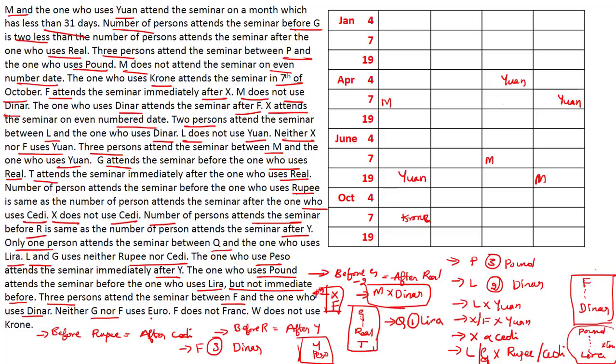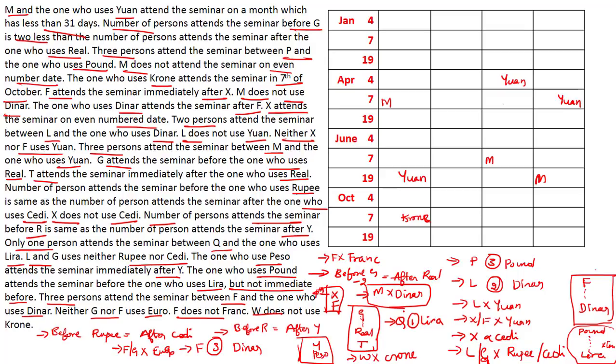The next one is neither G nor F uses euro. So this is one more piece of information: F and G do not use euro. Okay. The next one is F does not use franc. So F would not be using franc. The last information is W does not use krone.